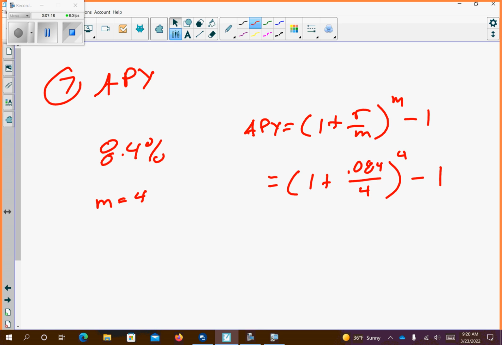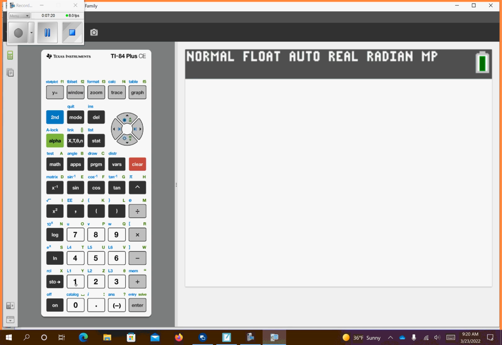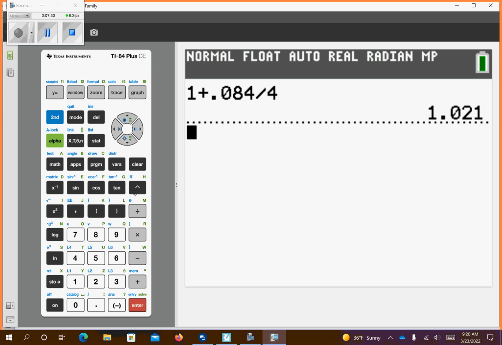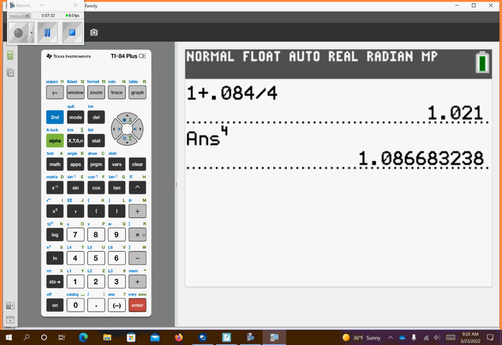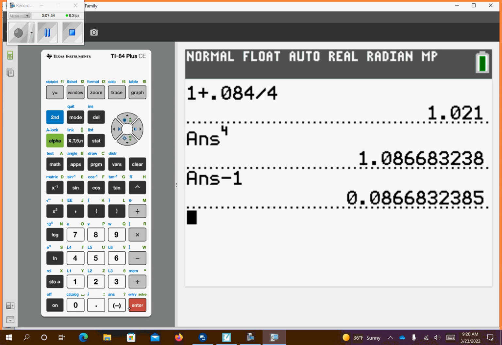Oops, I don't want that. I want this. I want to go 1 plus 0.084 divided by 4 raised to the 4th minus 1. So even if you're not worried about invested money, you're talking about roughly 8.7% is your annual percentage yield. So it goes pretty simply.